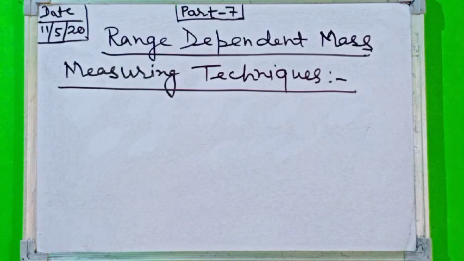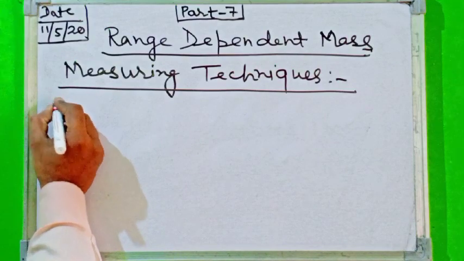Now today we will discuss range dependent mass measuring techniques. That means how the mass measuring techniques work, and what the different mass measuring techniques are which are dependent on range. So let us understand this.